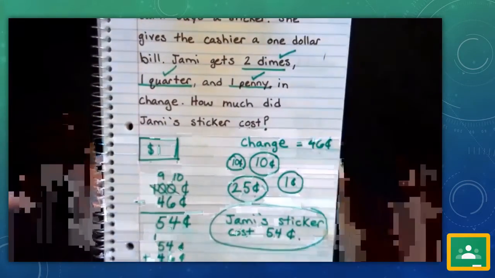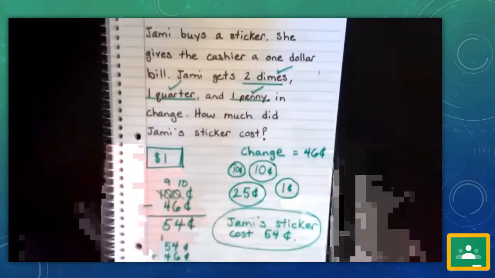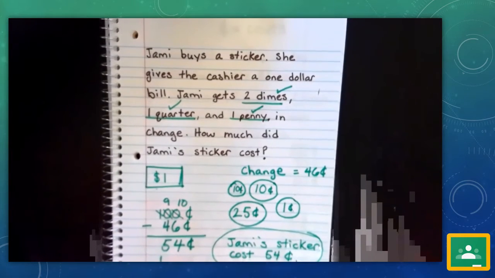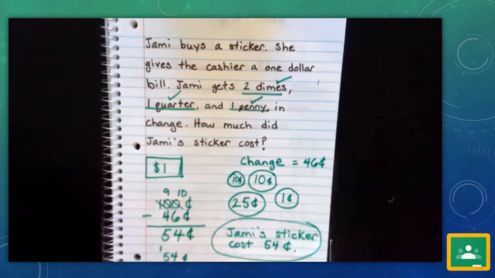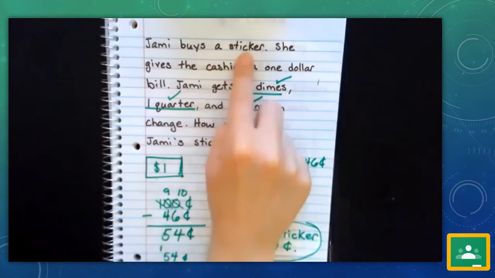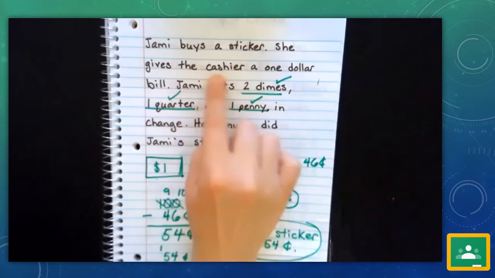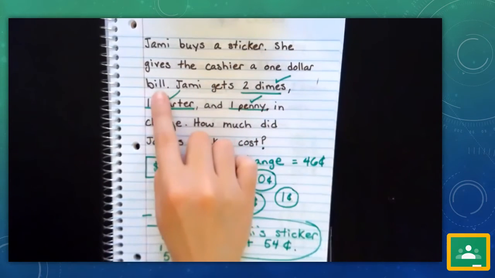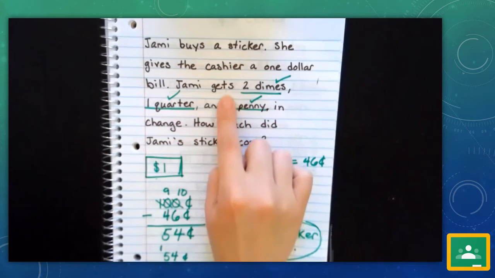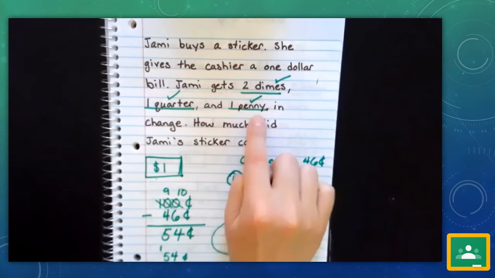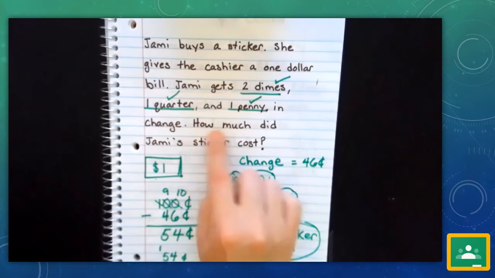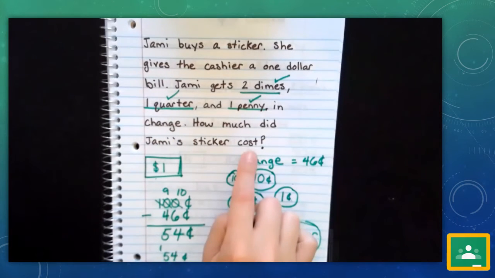So for this next problem, it seems like it's similar to Ricky's problem, but it is a little different. So Jamie buys a sticker. Okay, so we have a character and they're buying something. Jamie buys a sticker. She gives the cashier a $1 bill. Jamie gets 2 dimes, 1 quarter, and 1 penny in change. How much did Jamie's sticker cost?